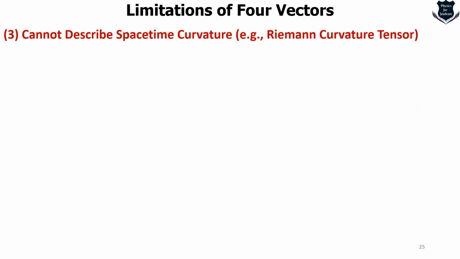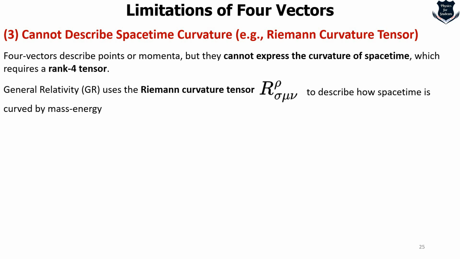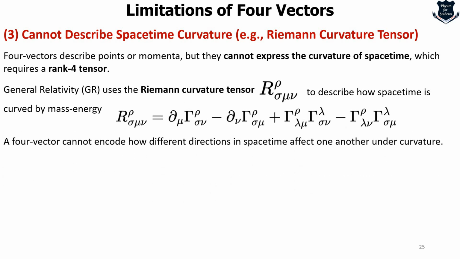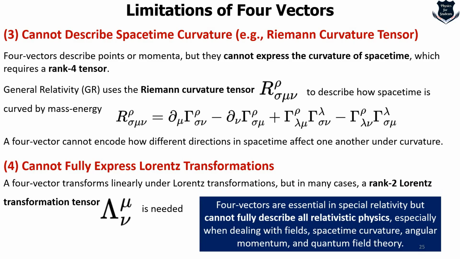We further see that space-time curvature is denoted by a very complex mathematical tool called the Riemann curvature tensor. Four vectors cannot do that because they cannot take care of all those covariant and contravariant indices. As we have mentioned, they only transform, but are not Lorentz invariant. Also, the Lorentz transformation cannot be expressed. All in all, four vectors are good in special relativity, but they cannot describe relativistic physics where space-time curvature, angular momentum, and some aspects of quantum field theory come into play.